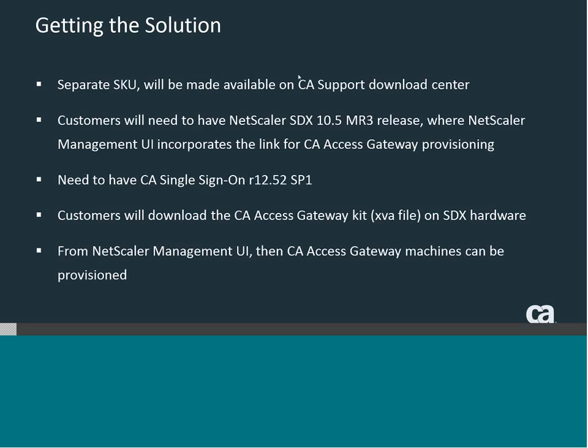And in terms of the kits or downloads, you really need just one file, which is an XPA file, which is available on the support site. You need to download the CA Access Gateway kit on the SDX hardware, and then from the management UI, you just need to point to that software and start instantiating your machine. So this is overall how you are going to get the solution and how you are going to use the software to create Access Gateway instances on the SDX UI.